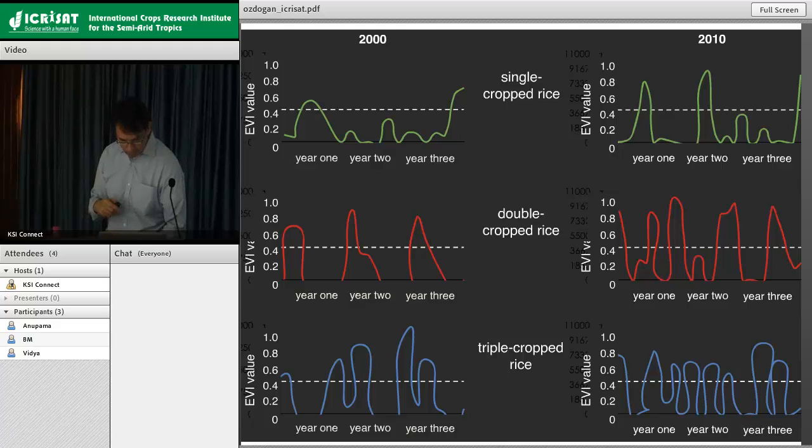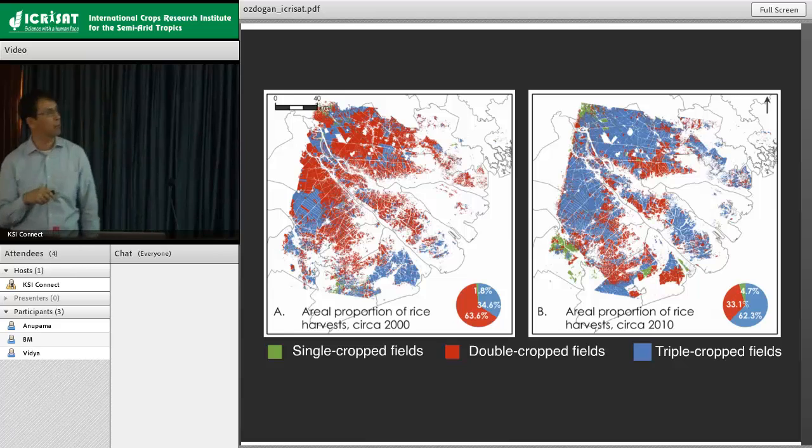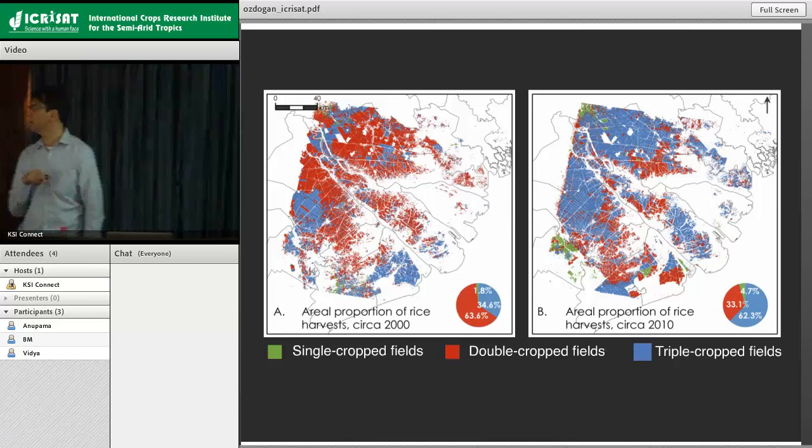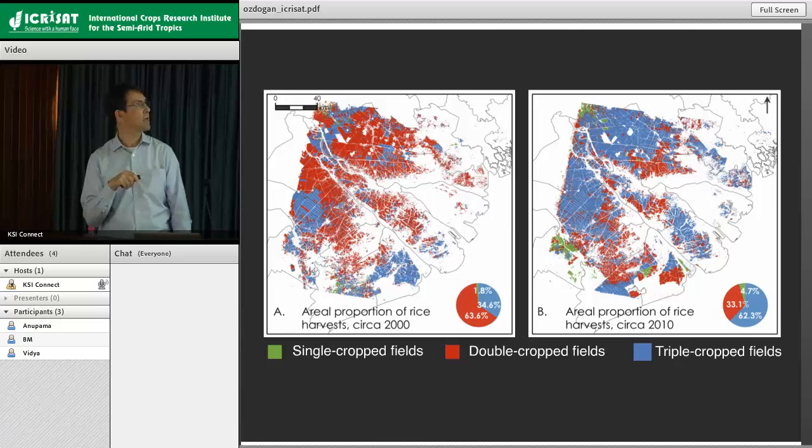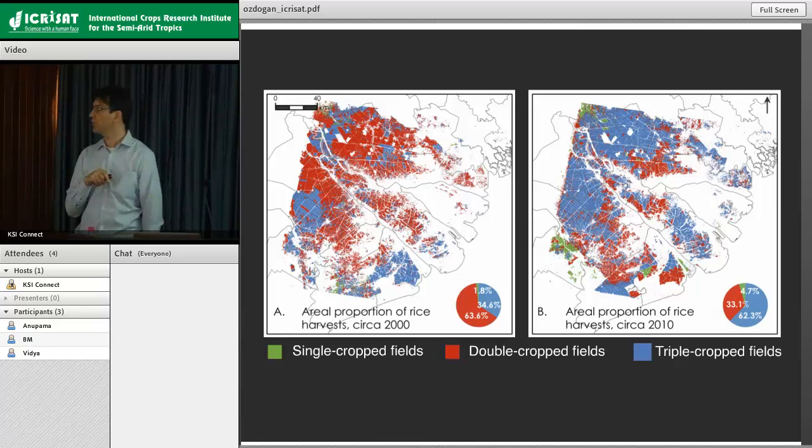Anyway, we applied that to our data and produced these 2 maps. So all the green areas are single crop rice, year 2000, year 2010. All the red areas are double crop, and all the blue areas are triple crop rice. And as you can see, first of all, there's very little single crop rice in the Mekong Delta. It simply doesn't exist. Everybody's growing either 2 or 3 crops per year. The second is that in year 2000, there was much more double crop rice than triple crop rice, and by the time 2010 came around, that number actually doubled.